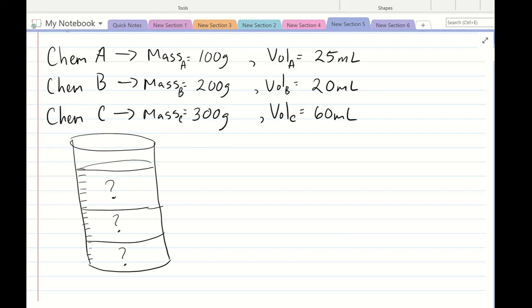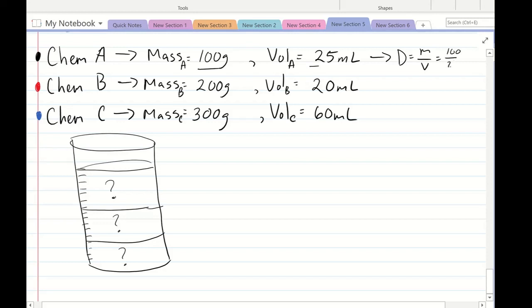And I'm going to give them three different colors. Let's say the first one is black color, just to make this easy. Second one is red. Third one is blue, right? And we're going to work on each one of them individually. This one, density equals mass over volume, right? Very easy. 100 divided by 25 equals 4 grams per milliliter, right?